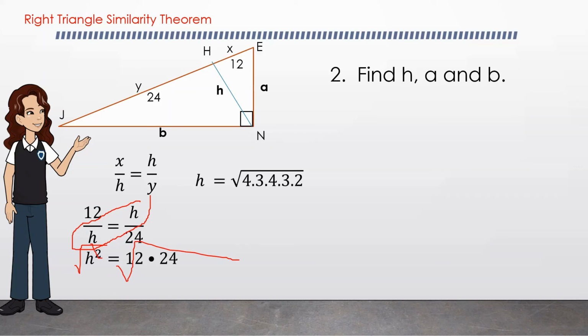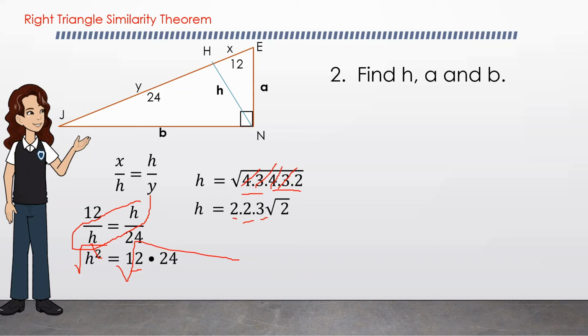So, we have the square root of, where do we get 4 and 3? So, 4 times 3 comes from 12. Now, we're going to get the prime numbers para madali nating makuha yung square root natin. So, the factors of 12 is 4 times 3. And the factors of 24 is 4 times 3 times 2. Tama ba? So, 4 times 3, 12 times 2 is 24. Then, we're going to get the square root. So, square root of 4 is 2. Then, square root of 4 uli is 2. Then, square root of 9. This 3 is 9. So, square root of 9 is 3.